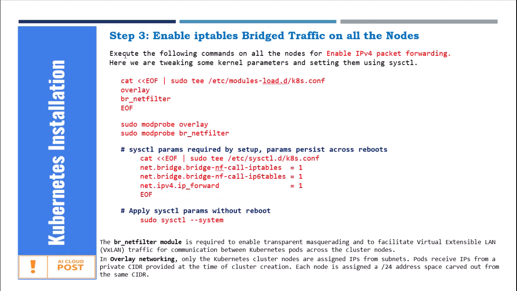So what happened? Execute the following commands on all the nodes. I have to execute each and every command up to the 5th step. Both the nodes have to execute all these commands. So enable IPv4 packet forwarding on both the nodes. Here we are setting some kernel parameters also. These are the kernel parameters. Let me execute this one.